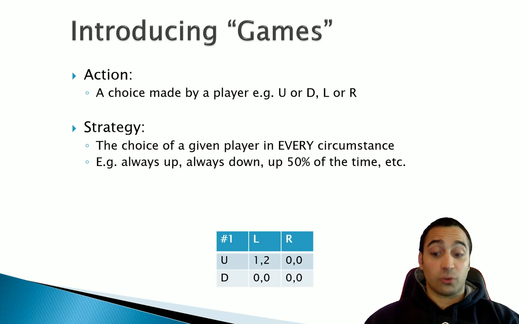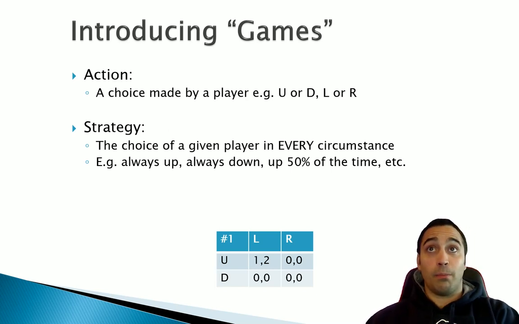Now, a strategy is some sort of marching orders. It's what the player is saying that they are going to do when they play this game. In a simple game like this, you'll note the actions and the strategies look very similar. For instance, for player 1, his actions are up or down. The choices regarding how he will play this game is, he could say, I am going to play up, or I'm going to play down.